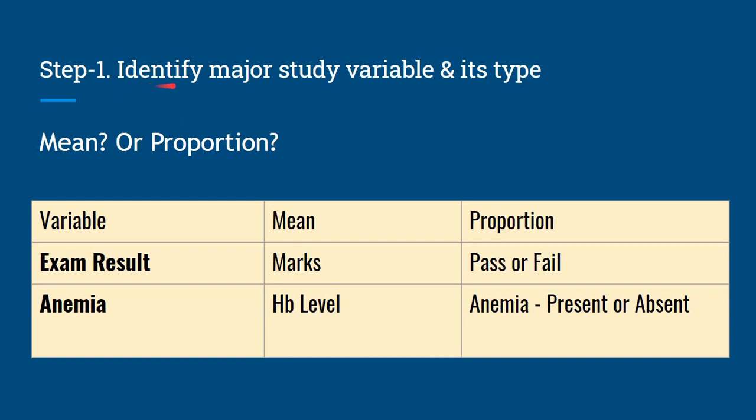Step 1 is identifying the major study variable and its type. For example, if the study variable is exam result, then we need to decide whether we are going to measure the average or mean marks of the study population, or we are going to measure the mere pass or fail status from the study population. If your study interest is on anemia, we need to fix whether we are going to measure the hemoglobin level of the population, or we are going to check the status of anemia, present or not.